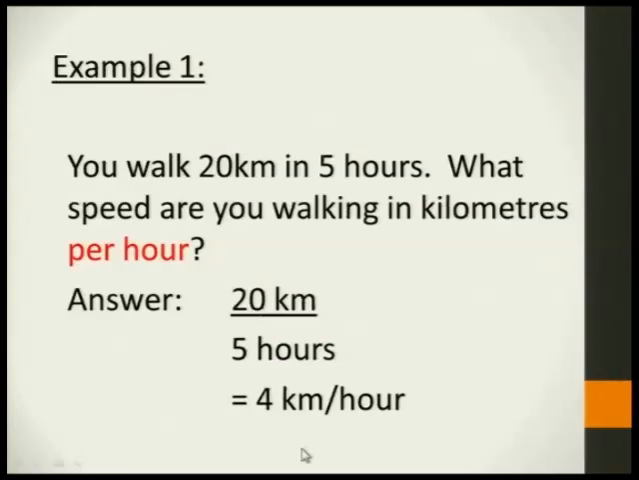Let's look at this example. If you walk 20 kilometers in 5 hours, what speed are you walking in kilometers per hour? If that was your question, you first look at what comes after the word per. Then you know what you must divide by. So in this case, the 20 kilometers is divided by the hours. 20 kilometers divided by 5 hours will give you 4 kilometers per hour.